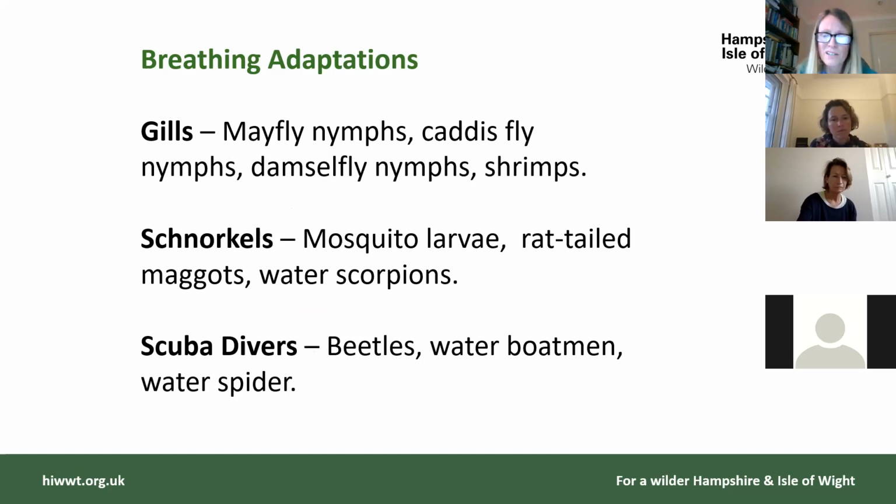The ones that have a lower score don't need really clean, well oxygenated water, and those would be things like mosquito larvae and the rat-tailed maggots and water scorpions, because they have other ways of obtaining their oxygen through their snorkels, so they would get lower scores. So from doing a scoring system, you can work out how clean the water might be.